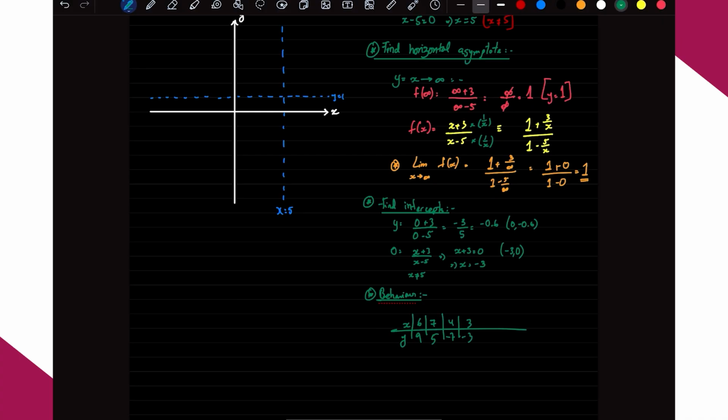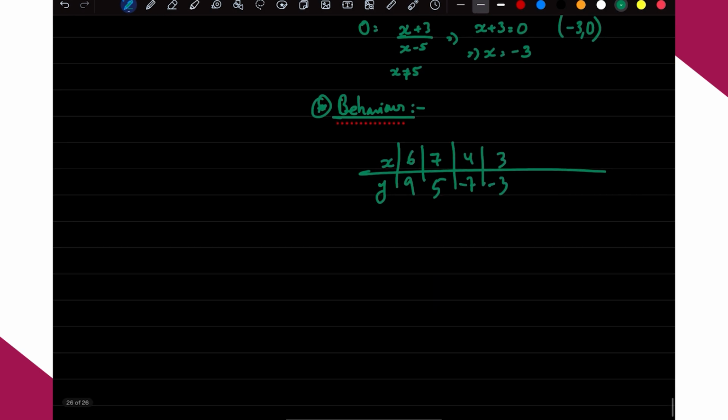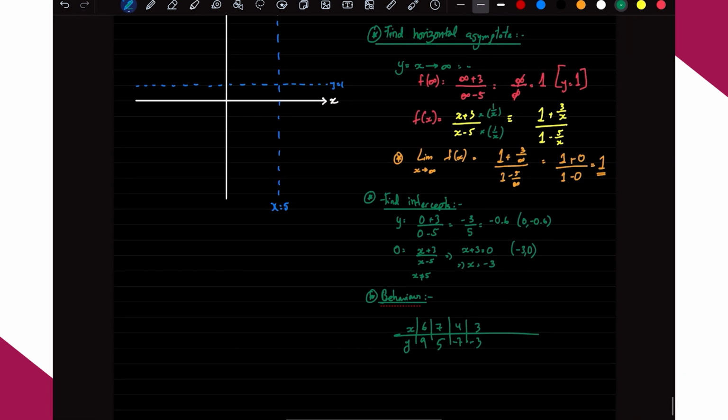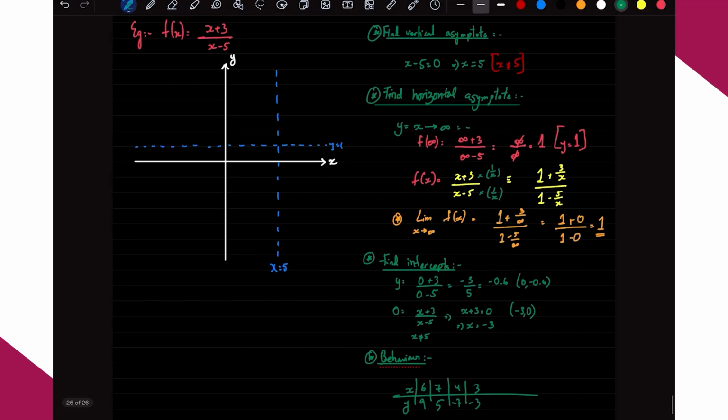All right. So you could also use your calculator tables. Any way you want to calculate it, we just need a few values to test. So on the positive side, if we take 6, this is going to be 9. And if you take 7, let's say this is 5. So the graph is behaving this way.